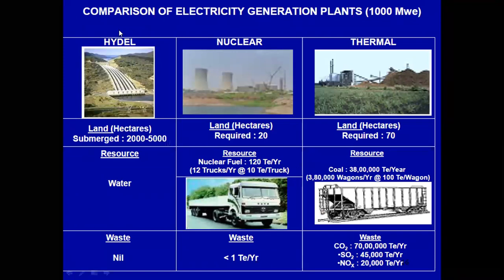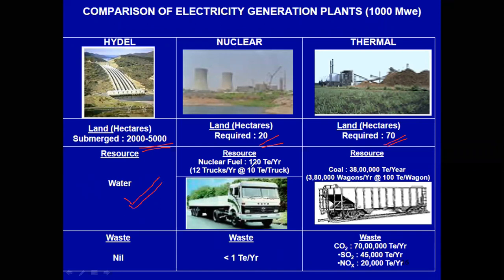Now, the comparison between the three power plants: hydro, nuclear, and thermal. In the hydro power plant, the land requirement is 2,000 to 5,000 acres, because a dam is constructed and a huge quantity of water is stored in the reservoir. But in the nuclear power plant, only 20 acres are required for the same amount of power generated. In the thermal power plant, 70 acres are required, because 50 acres more are used for the coal storage plant, coal handling plant, ash handling, and ash storage plant. In the hydroelectric power plant, the fuel requirement is only water.